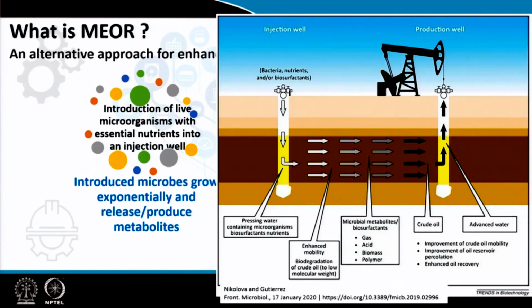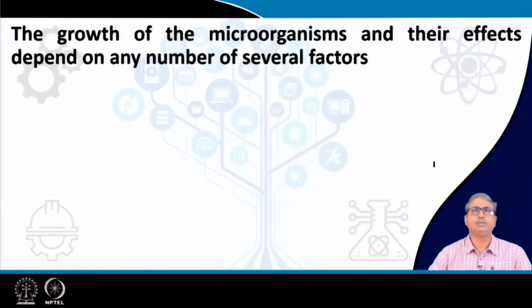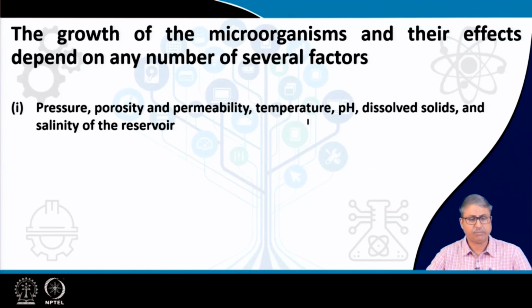So, the microbes which are introduced and the nutrients, or the biosurfactant type of compounds which are introduced into the oil reserve, they facilitate the reactions which actually allow the mobilization of the crude oil towards the oil recovery or the production well, so that the well can actually pump out the oil. Now, the growth of the microbes which are responsible for these processes and their effects depend on a number of factors, which include the pressure, porosity and permeability, temperature, pH, dissolved solid and salinity of the reservoir.